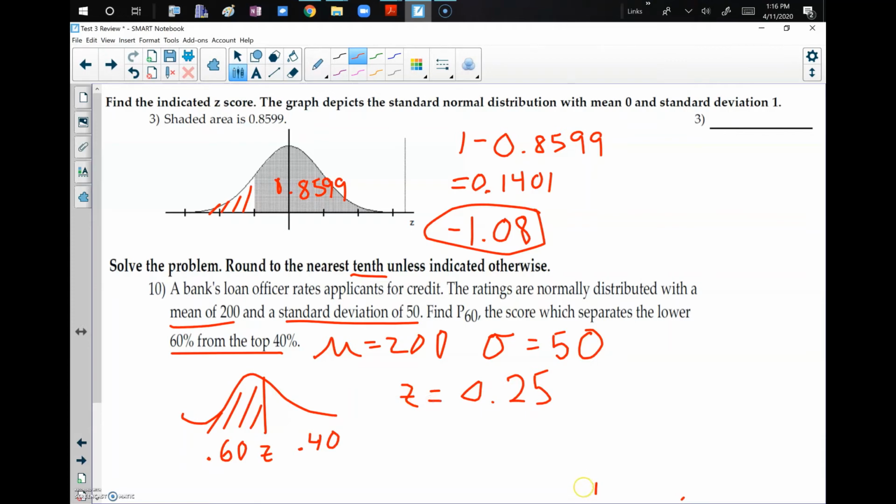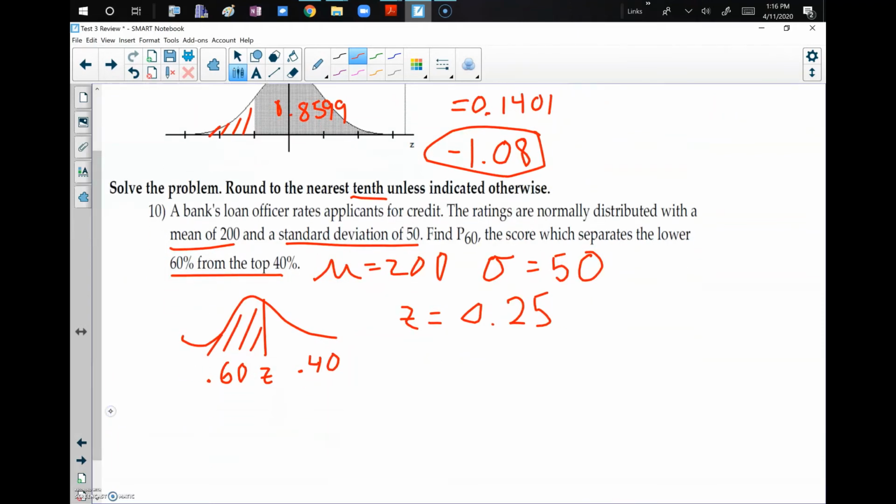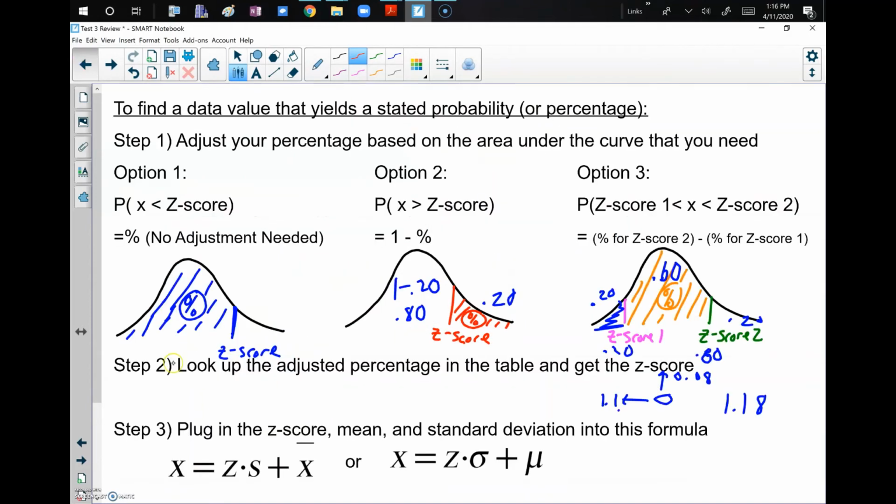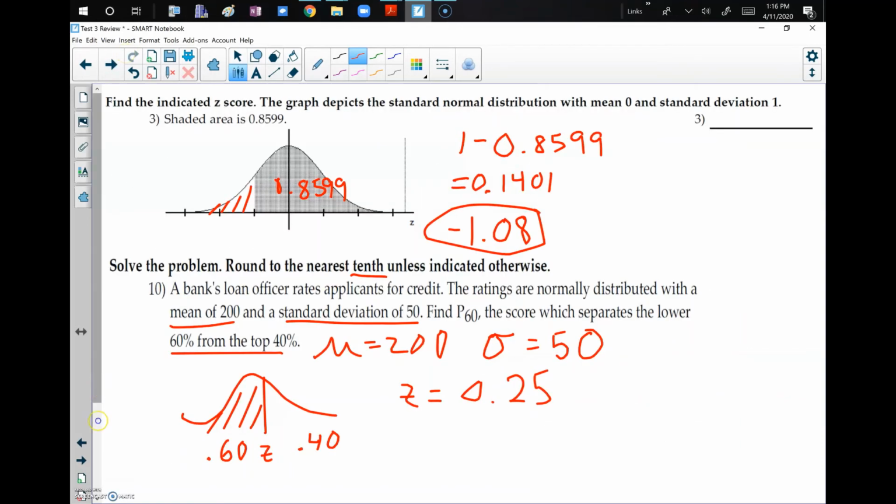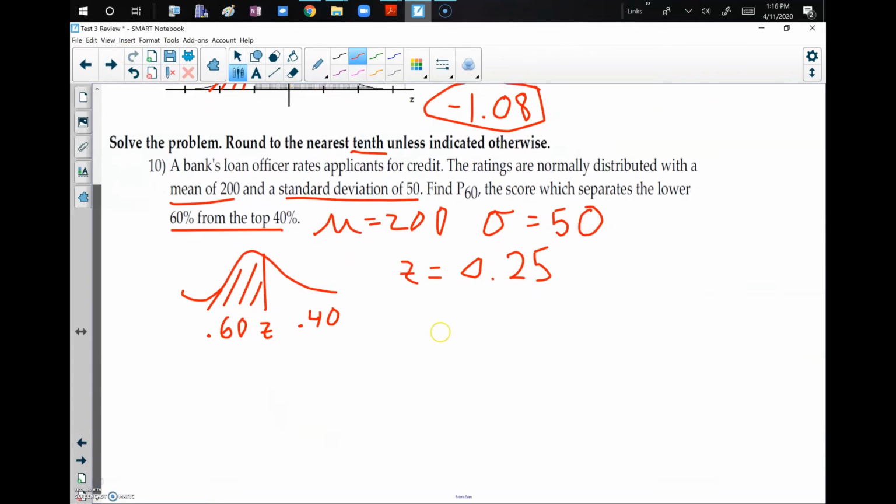But here they're looking for the score. They don't want to know the z-score number. So in the previous example, they were asking for the z-score, so we were able to stop essentially at step 2 in our process. So if I go back to our process, if all you need is the z-score, then you can end here. But if you need to find the actual data value within your distribution, that's when you have to use your formula here. So for problem 10, we do have to go back and plug it into our formula.